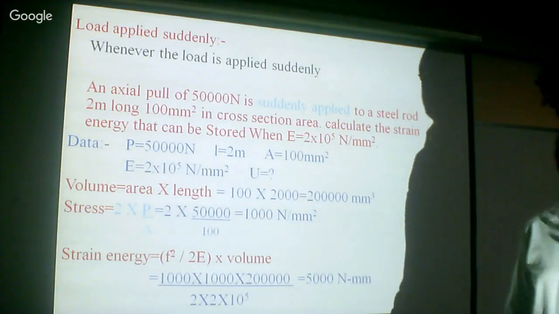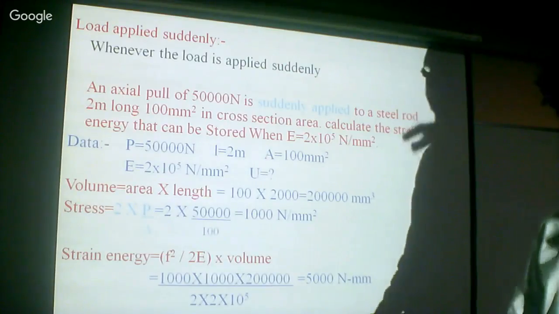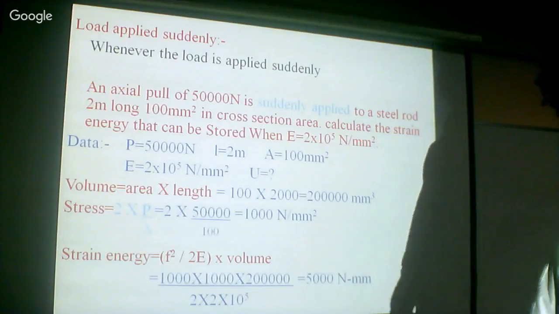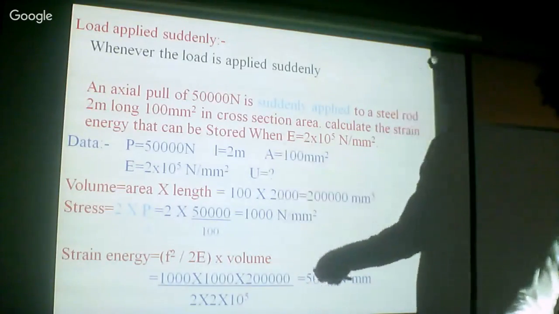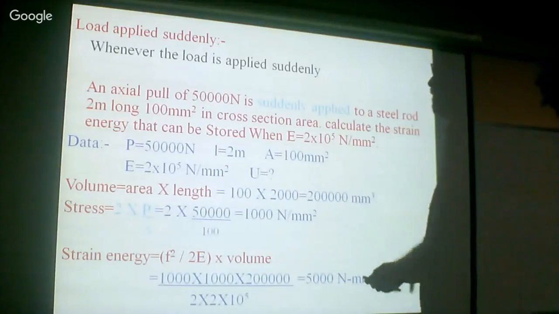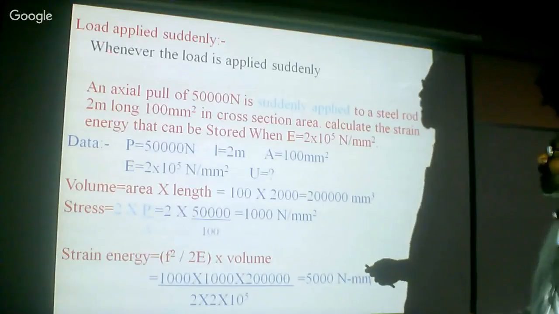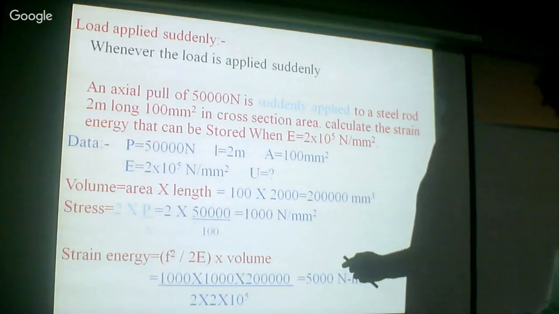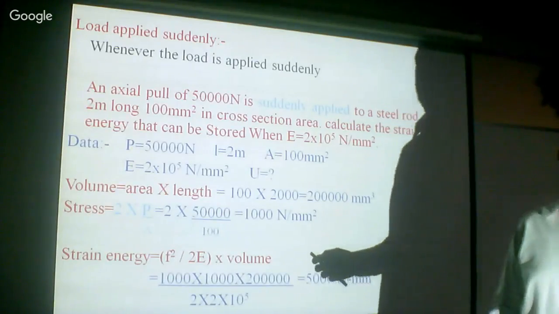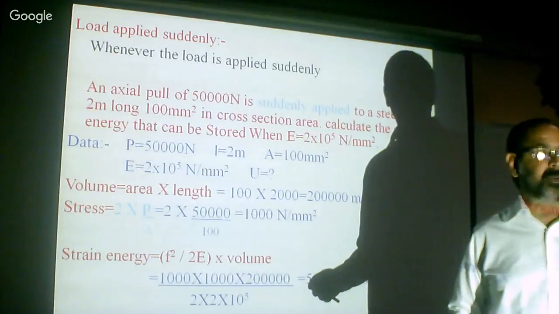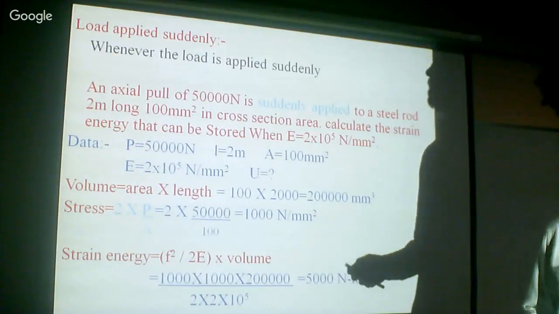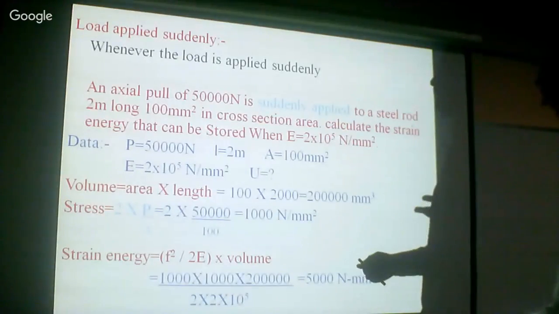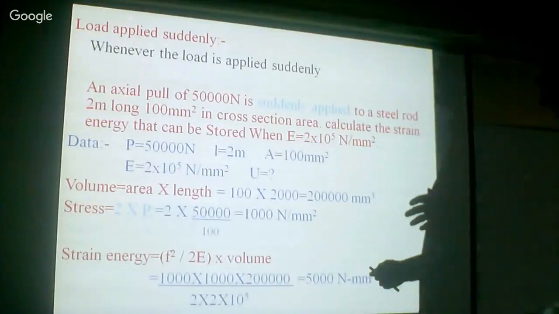The best example is this: if you just place a stone piece of around 5-10 kilonewton, the impression will be less. Now suppose you drop it, it is a sudden application of load. Then what is going to happen? So far we were calculating the stress as load divided by cross section area. But in this case, when the load is applied suddenly, what is going to happen?